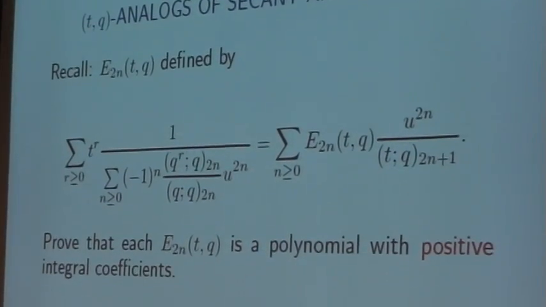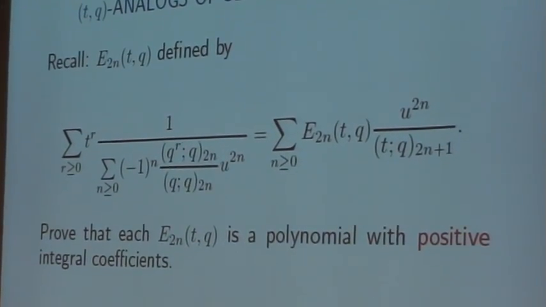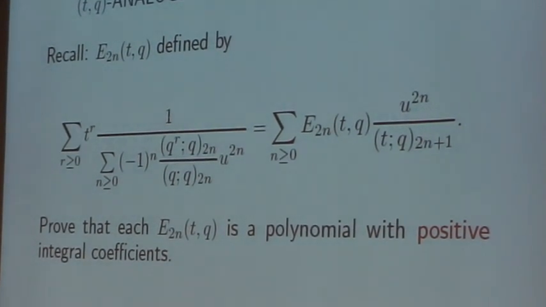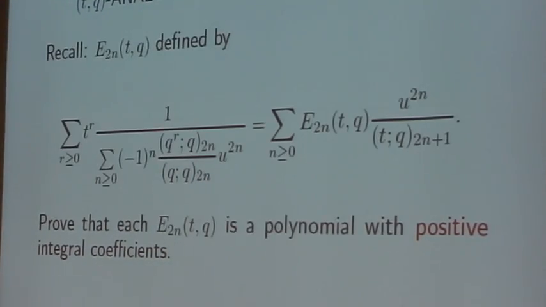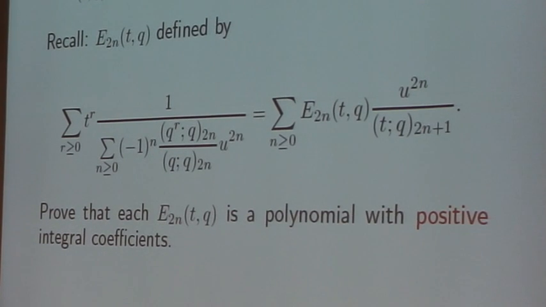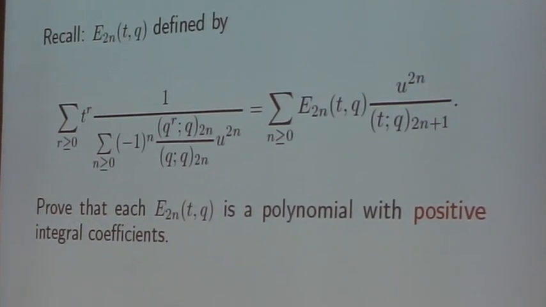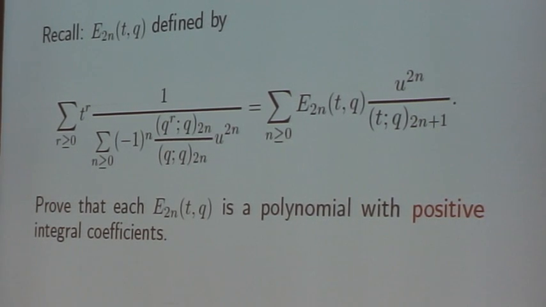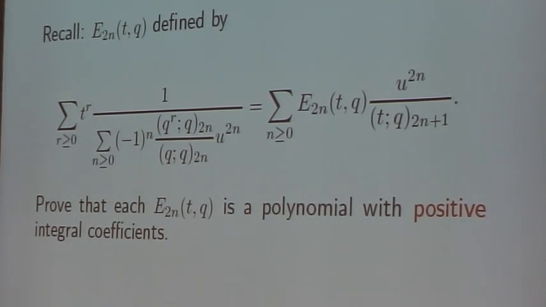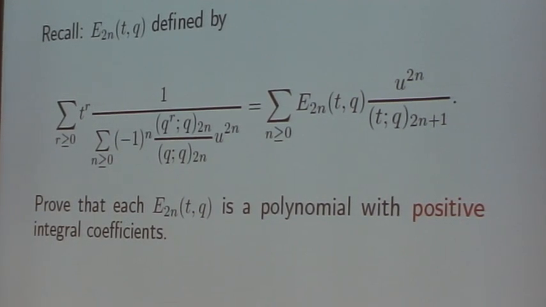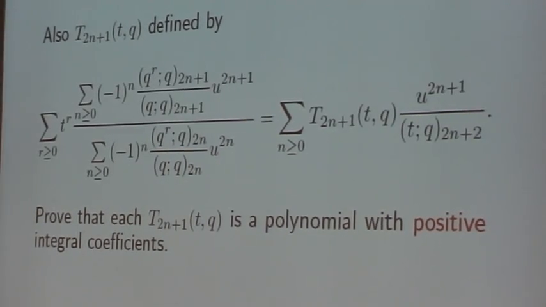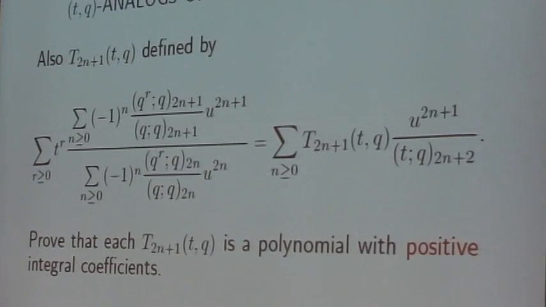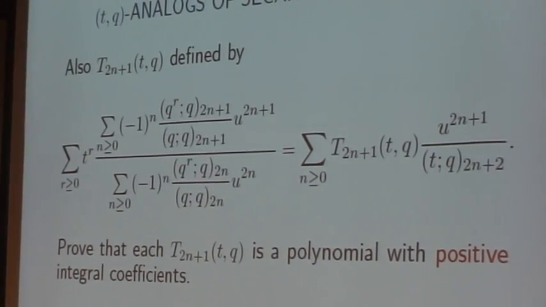Okay, so now let's go back. In other words, we simply have this. So it boils down to that identity. So let's form it. I could have started my talk with this identity and said, prove that E2 and TQ is a polynomial with integral coefficients. The same. And how can we do it?